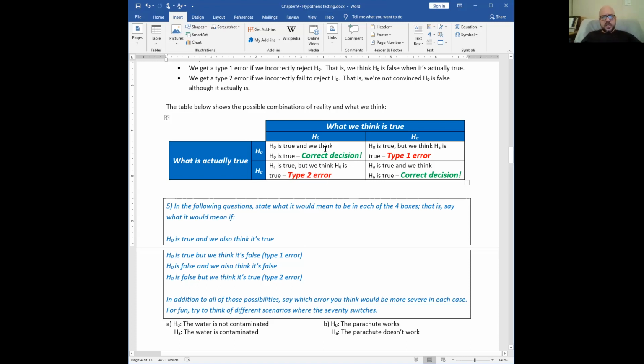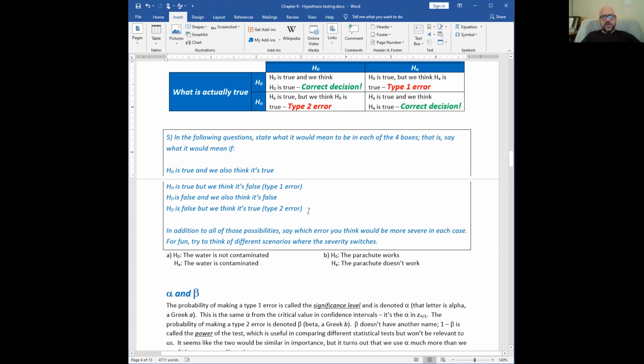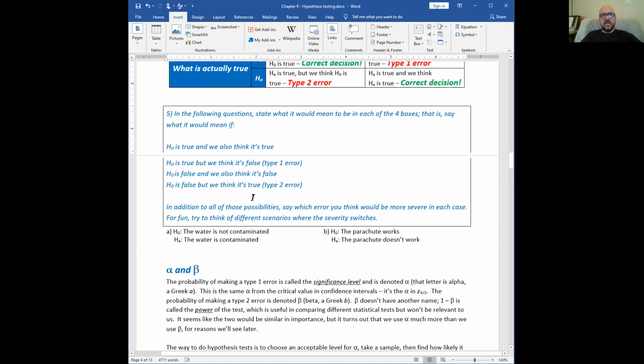So let's do a question here. I'm just going to talk through these. These are kind of fun. They're intended to be kind of fun. Maybe they're not, you know, contaminated water and parachutes not working. It's maybe not the funnest thing ever, but I'll try to make them fun. I'll give it my best shot.